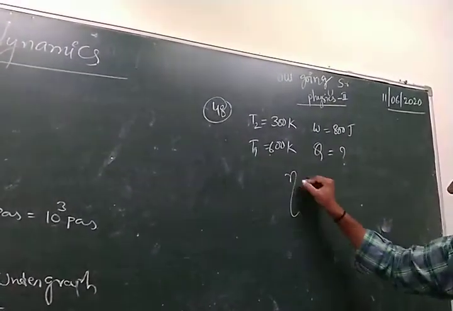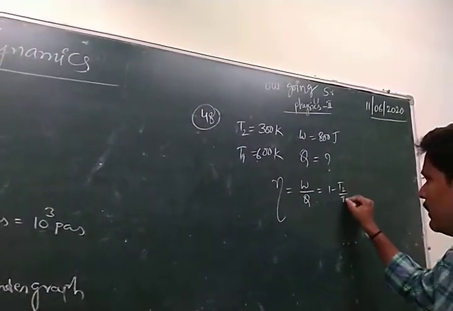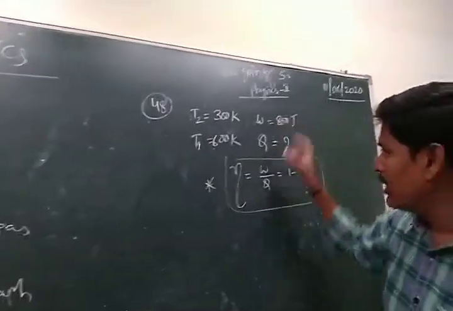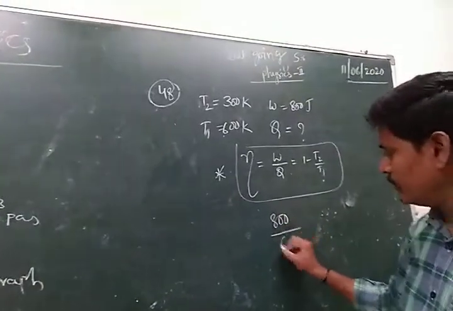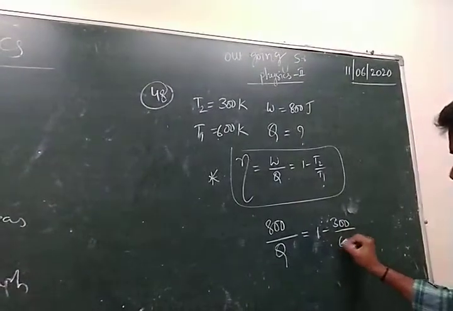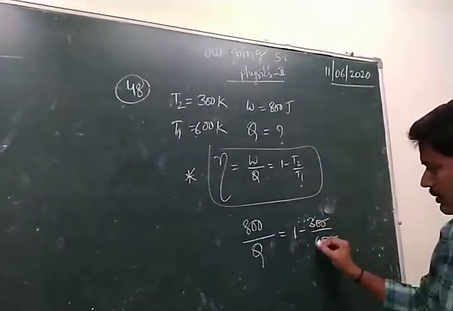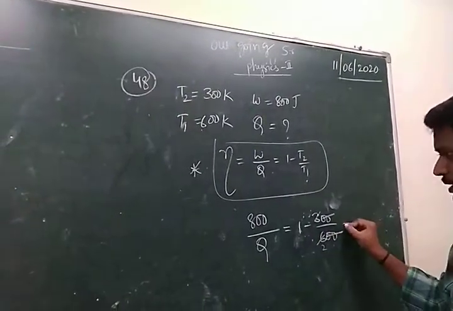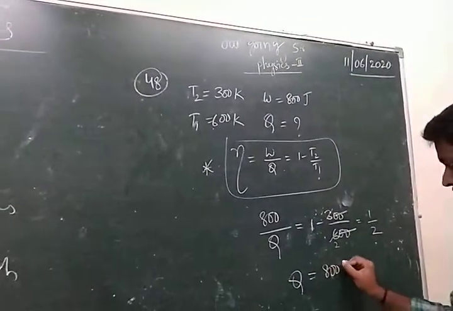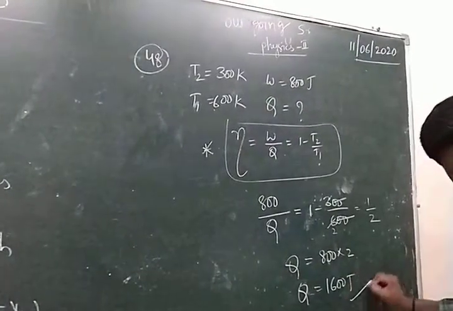And eta is equal to W by Q, that is equal to 1 minus T2 divided by T1. This is the formula for a heat engine. Then W value 800 divided by Q equals 1 minus T2, 300, divided by 600. Then that is 1 by 2. Then Q is equal to 800 into 2. Q is equal to 1600 joules.